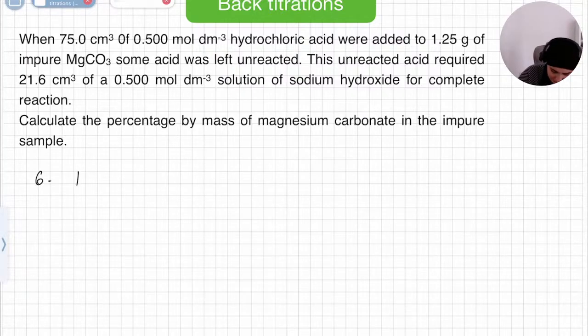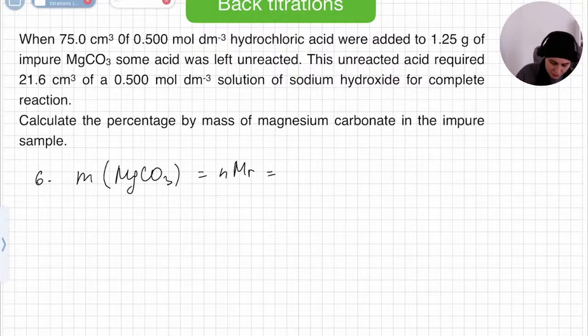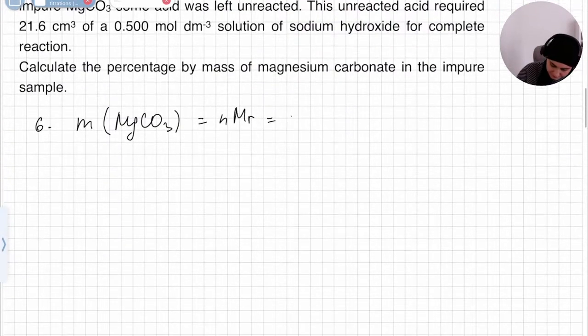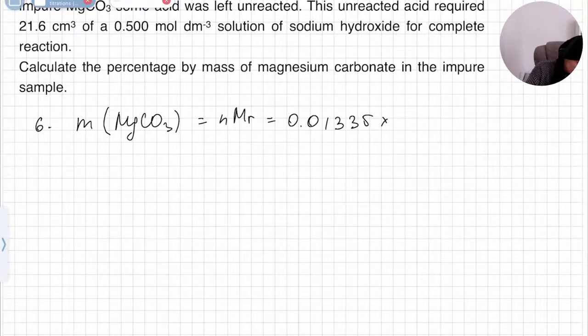Right, so finding the mass of MgCO3. We know the moles and we know the Mr from the periodic table. So moles would be 0.01335. Molar mass: magnesium 24.3, carbon 12, and oxygen 16 times 3.